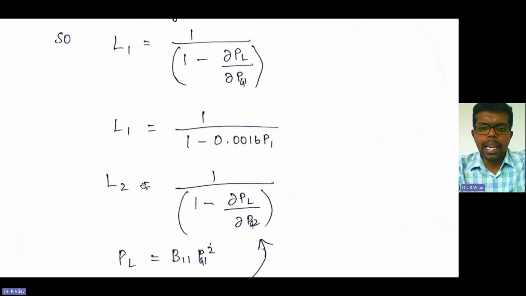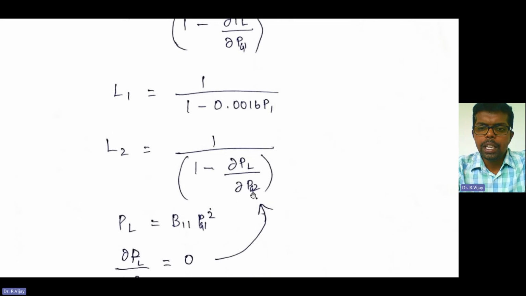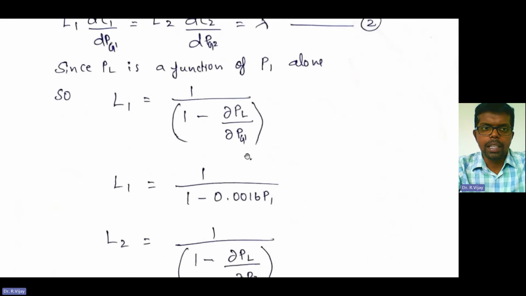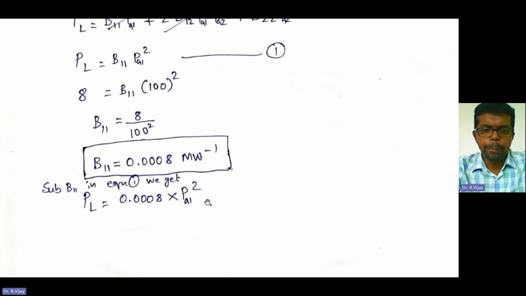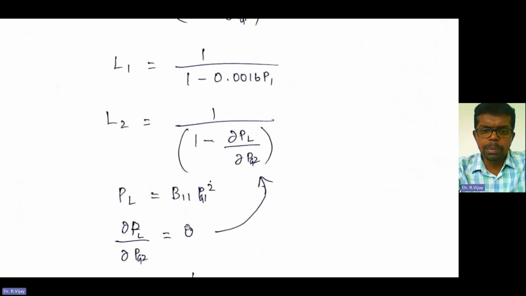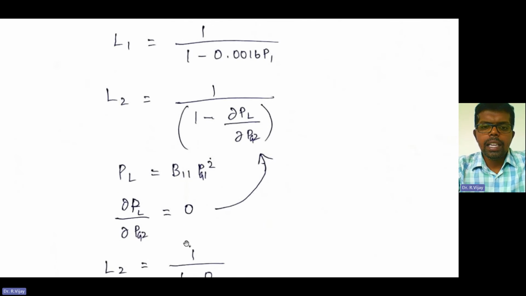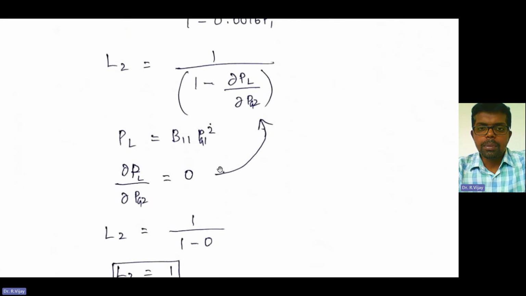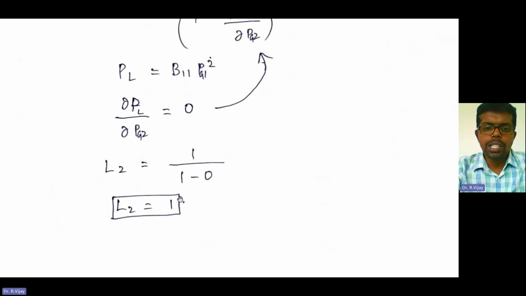Next, similarly, L2 is equal to 1 divided by 1 minus dPL divided by dPG2. So dPG2 is not there in the PL equation. If you see this PL equation, there is no PG2, so you can't differentiate. So that term becomes 0. So here we are just substituting: 1 divided by 1 minus 0 is 1. So L2 is equal to 1.